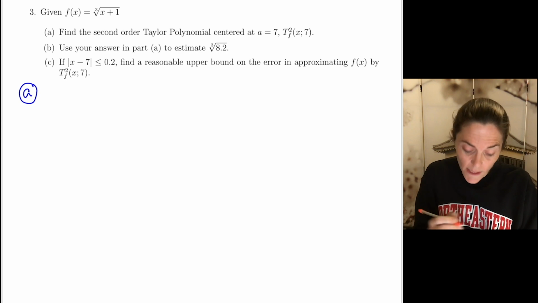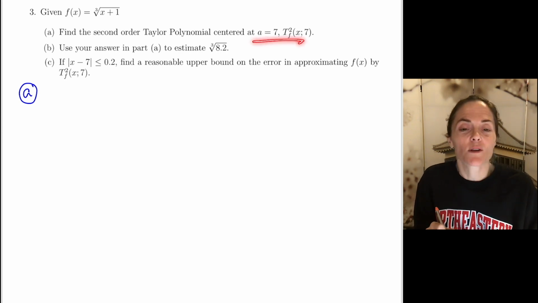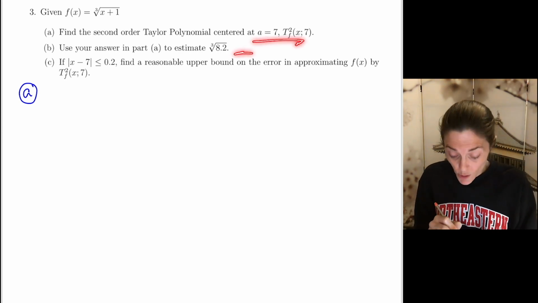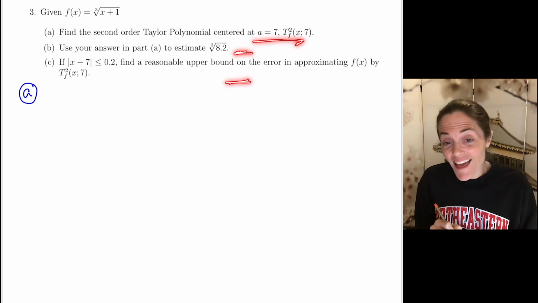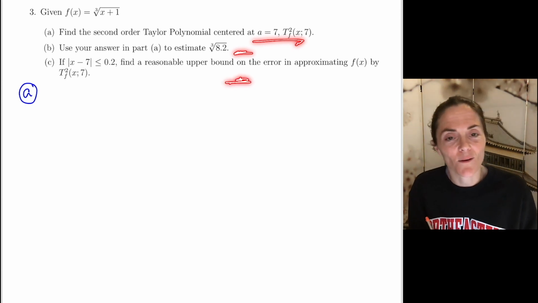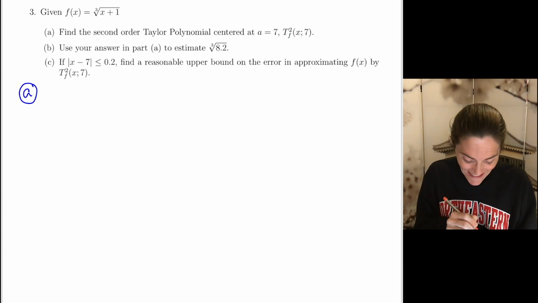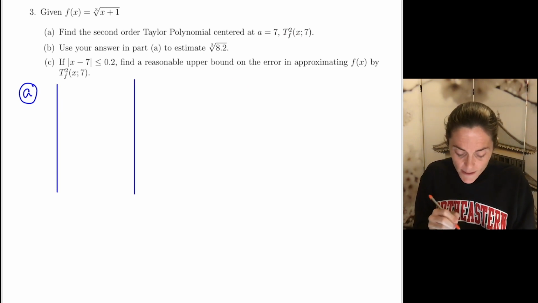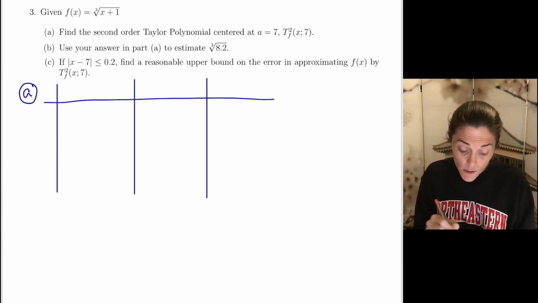We have 3 parts here. We will compute a Taylor polynomial. We will use it in an estimation, and then we will find a reasonable upper bound. So we have 3 things to practice. But this starts the same as all of the ones we have done so far.